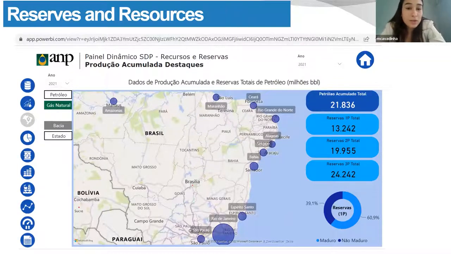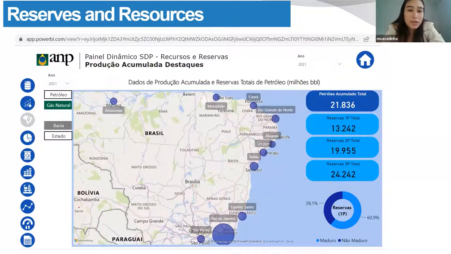You can see here the distribution of the reserves across the country. For example, Rio de Janeiro and the states where most of the pre-salt fields are have most of the reserves. If you click on the map, you can see the reserves of each state of Brazil. Our reserves are around 13 billion barrels of oil, the proven reserves, I mean, and the total reserves, including 3P, are more than 24 billion barrels of oil.